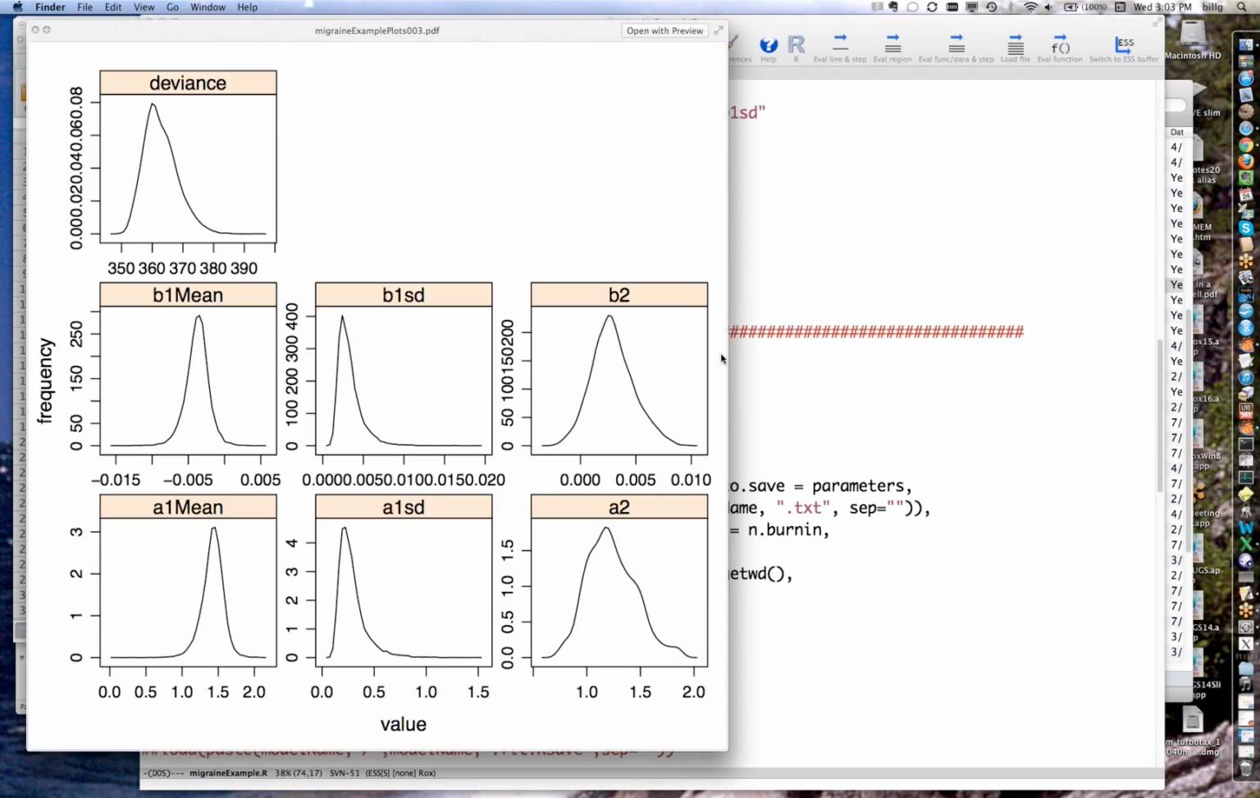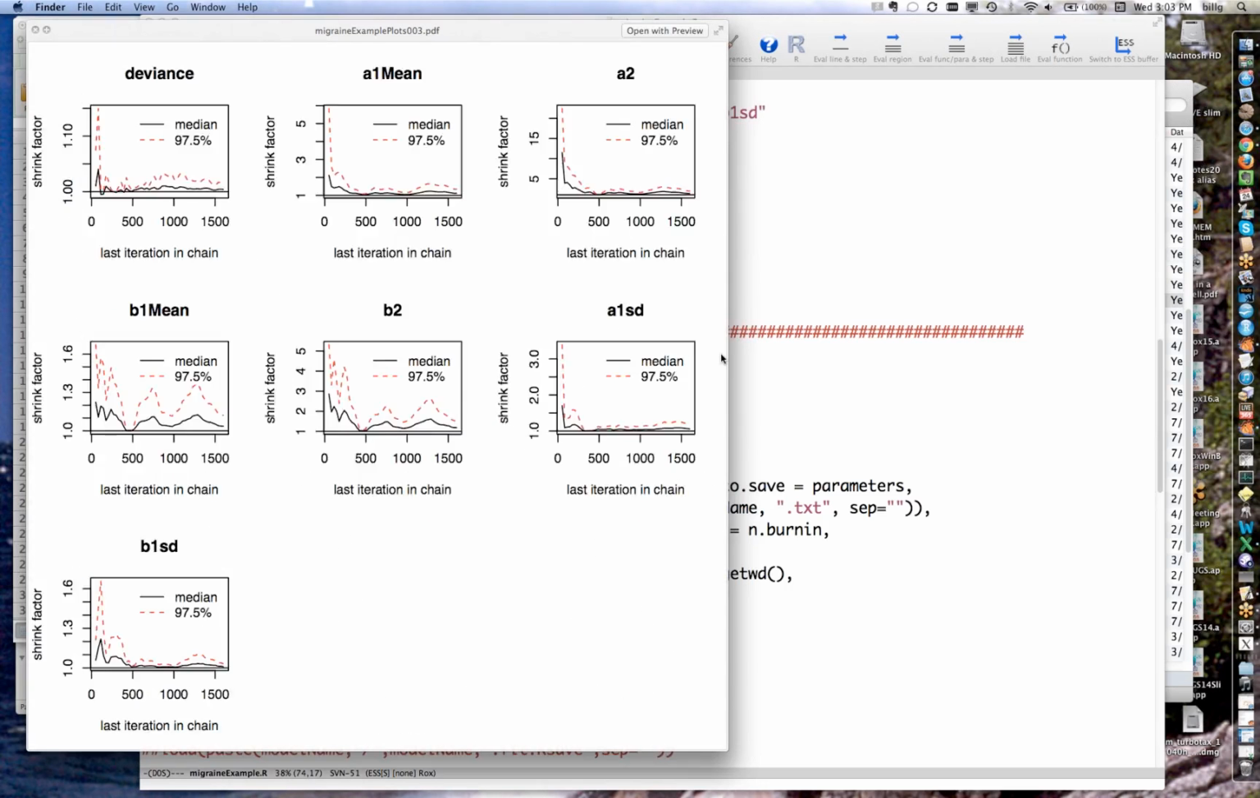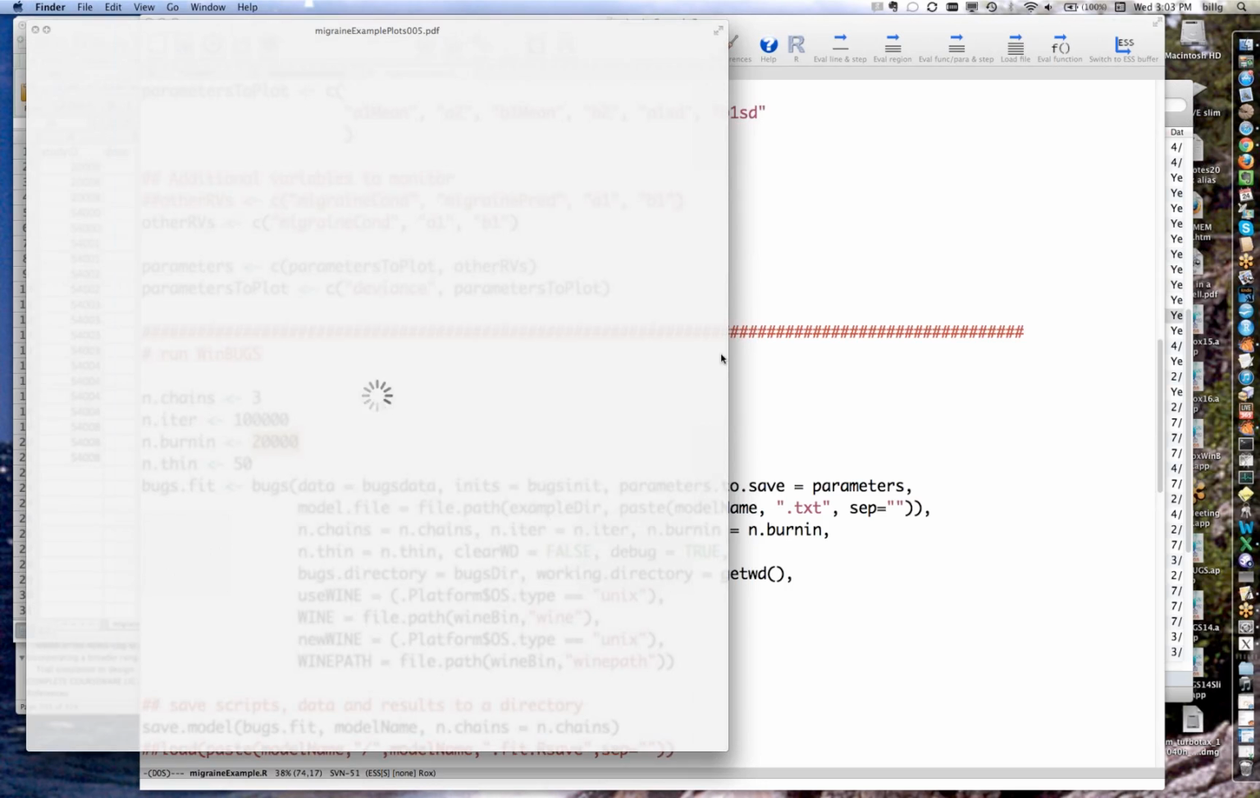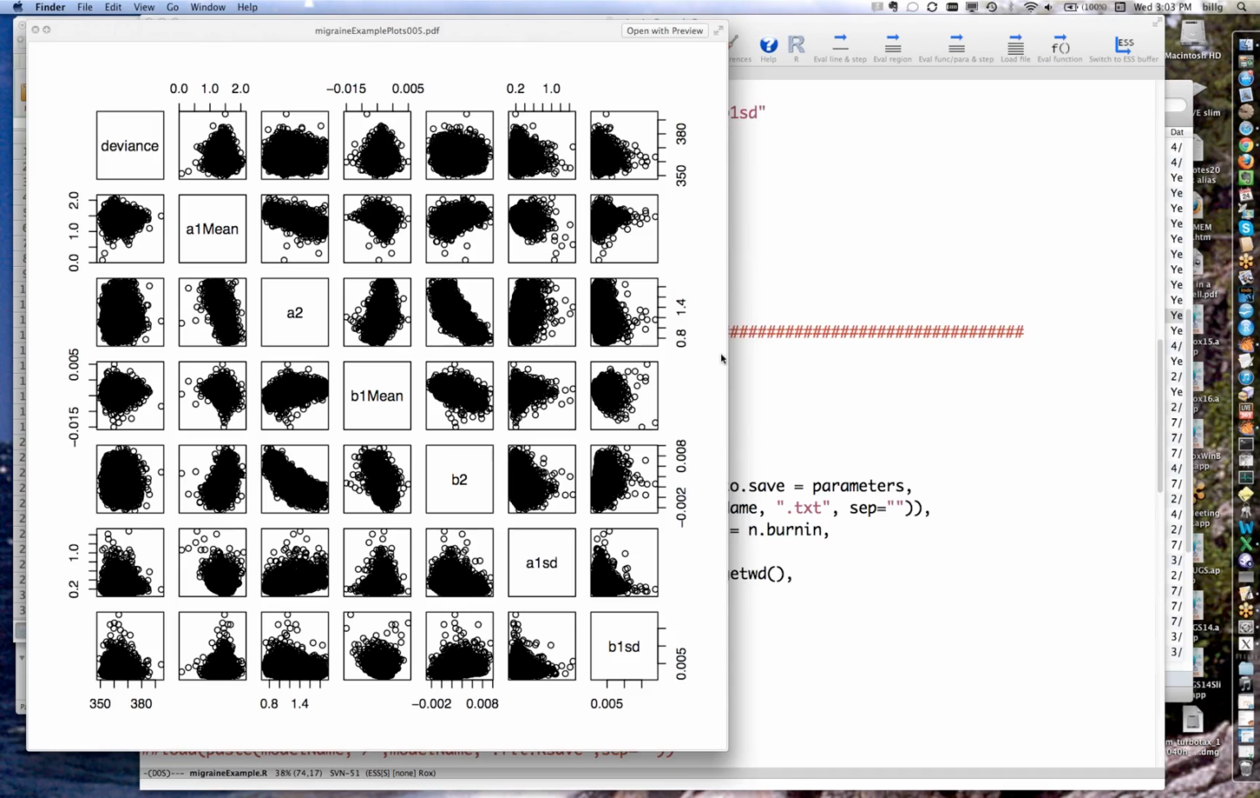Okay, let's see. We can get here. Let's see, is there much I can say about these? Probably not off the top of my head here. But oh, that's right. I forgot I did a pairs plot.